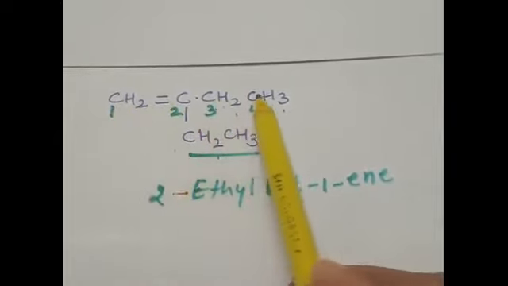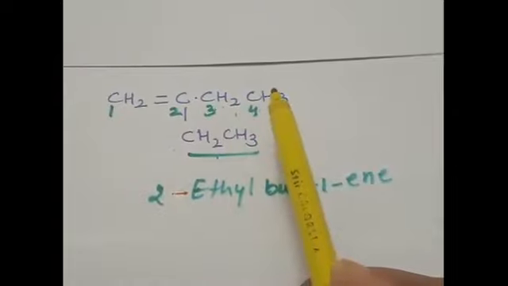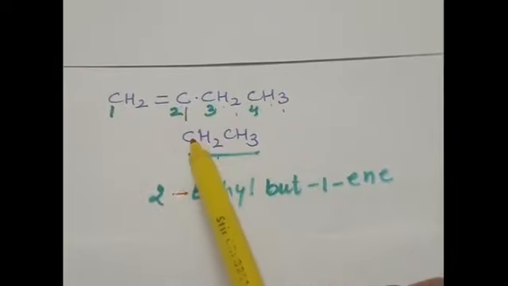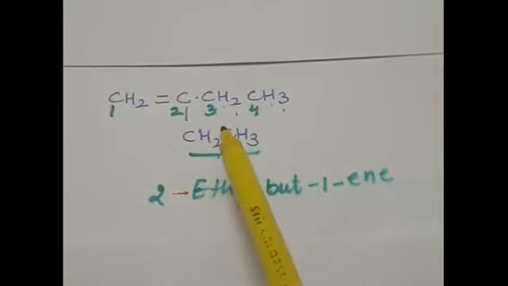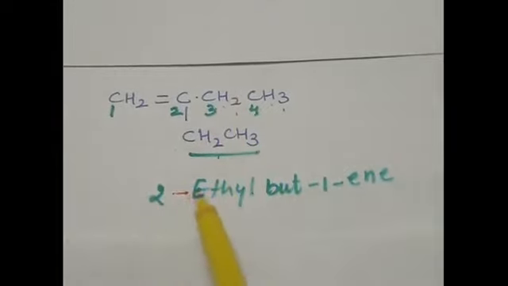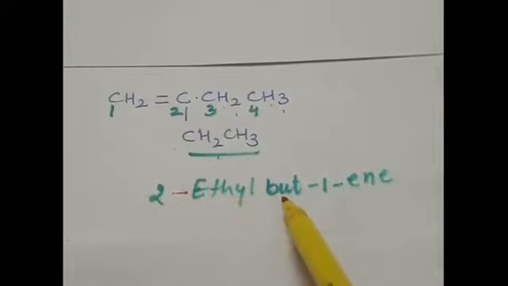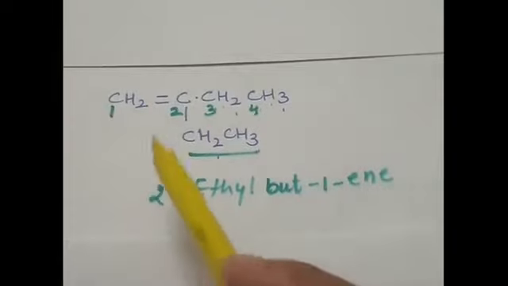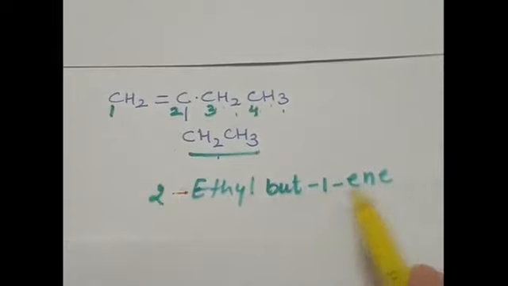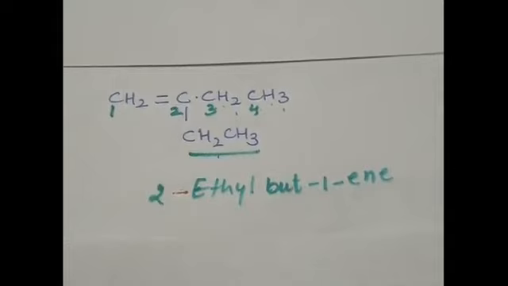So this would be our parent chain having 4 carbon atoms, and at the second carbon we have CH2, CH3, that is an ethyl group. So the name would be 2-ethylbut, because of the 4 carbons, dash 1-ene because at the first carbon we have the double bond. So 2-ethylbut-1-ene would be the IUPAC name of this compound.